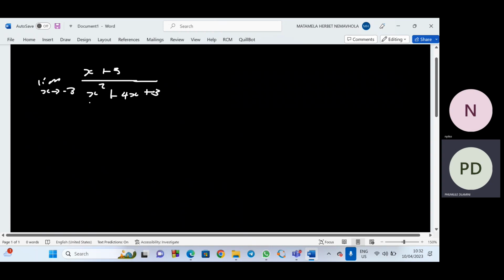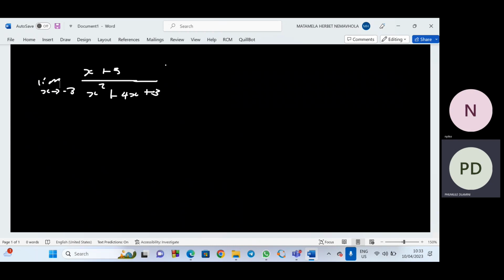So if I want to find this limit here, if I substitute negative 3 here, what will happen? Will I get 0? That's the first thing that I'm going to check. Negative 3 squared is going to be 9. And 4 times negative 3 is going to be negative 12. Positive 9 minus 12 is going to be minus 3, plus 3 is going to be 0. So when it's going to be 0, this means that this equation won't work.